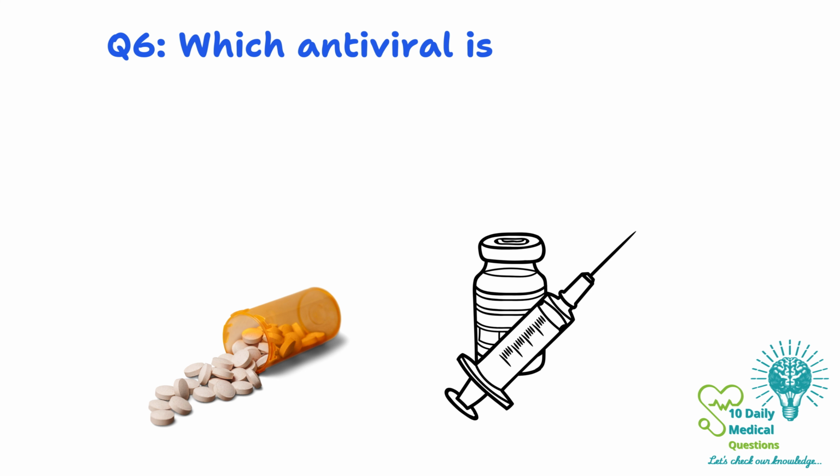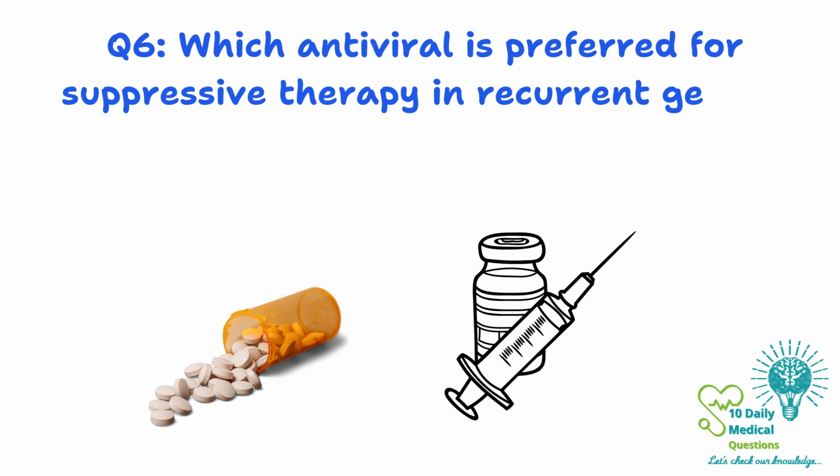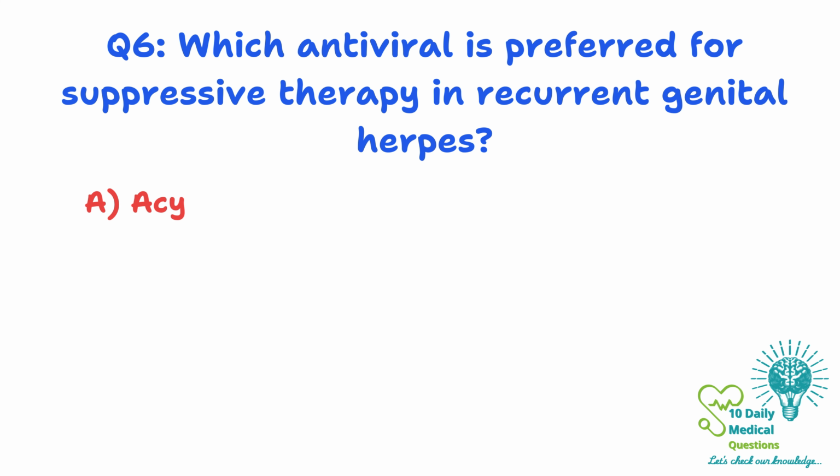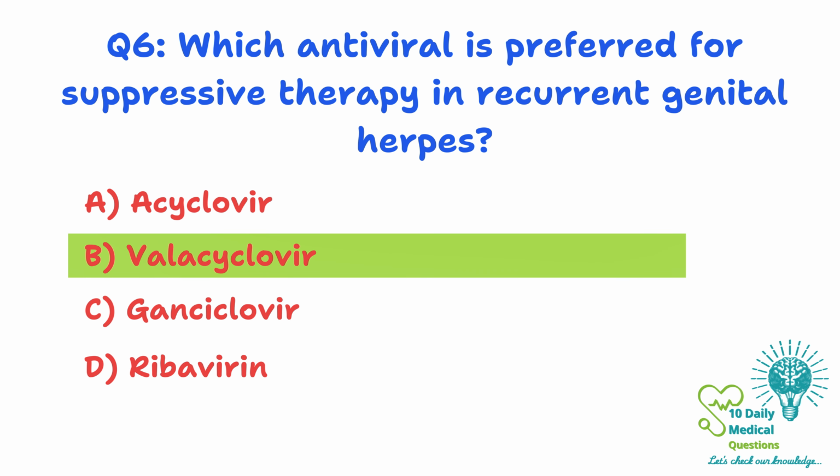Question 6. Which antiviral is preferred for suppressive therapy in recurrent genital herpes? Option A, acyclovir. Option B, valacyclovir. Option C, ganciclovir. And option D, ribavirin. Answer option B, valacyclovir.